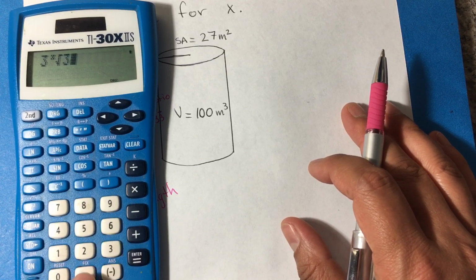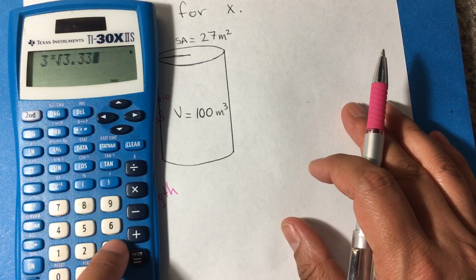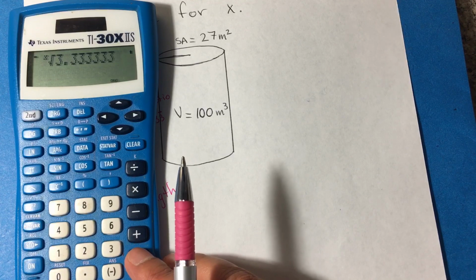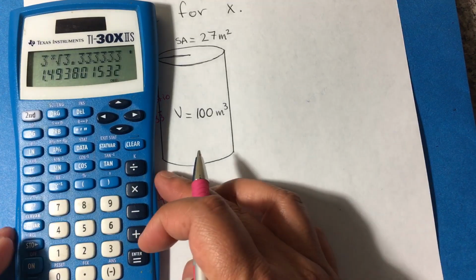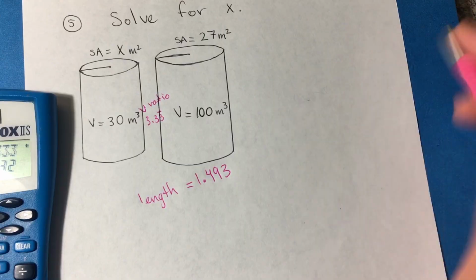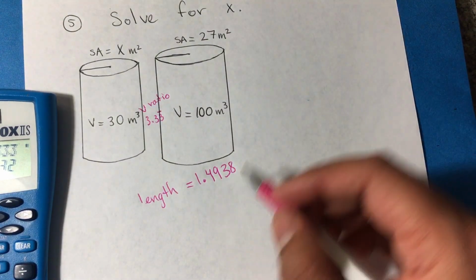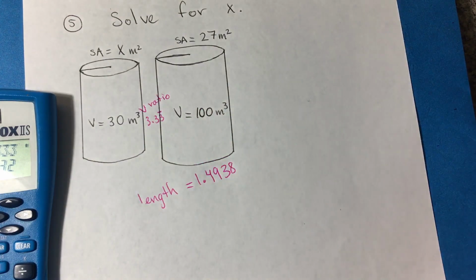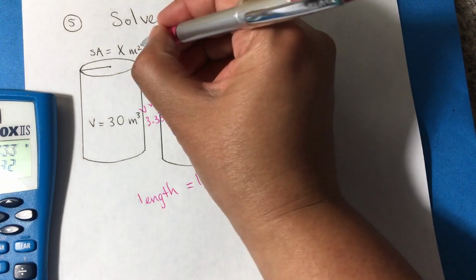Then put 3.33333333 and press equal. It's 1.493. And you can put more if you want. 1.4938. The more you put, the closer to the answer it is, but it's just rounded, okay?